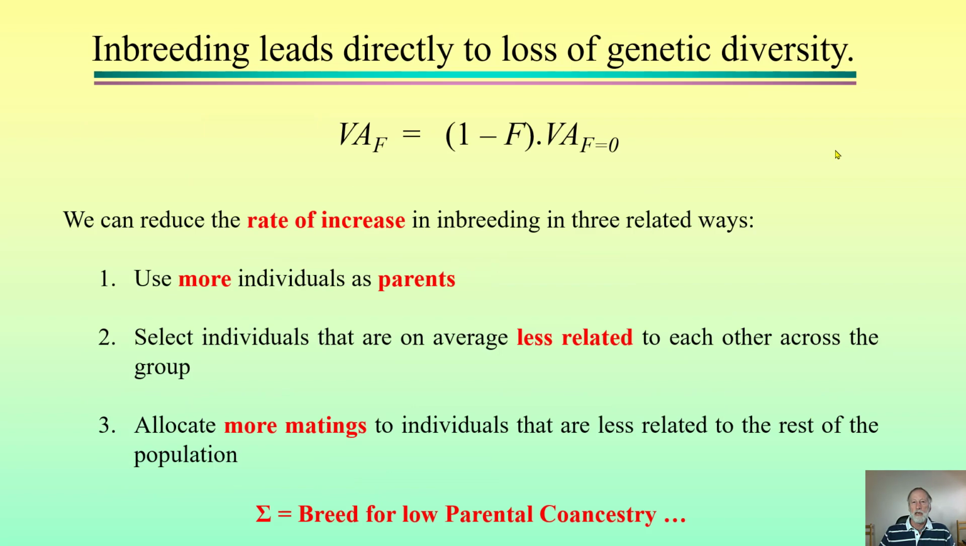So inbreeding leads directly to loss of genetic diversity through this old formula. And we can reduce the rate of increase in inbreeding in three ways. One is to use more individuals as parents, and secondly is to select individuals that are on average less related to each other across the selected group. And lastly, we should allocate more matings to individuals that are less related to the rest of the population. Taken together, these three things constitute breeding for low coancestry in the parents that you select, so low parental coancestry.